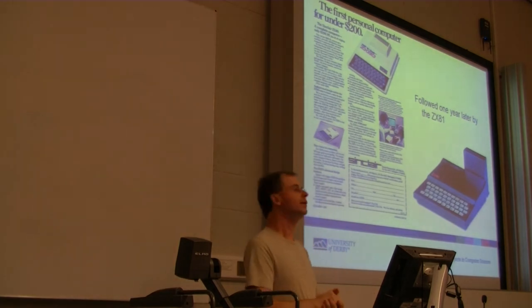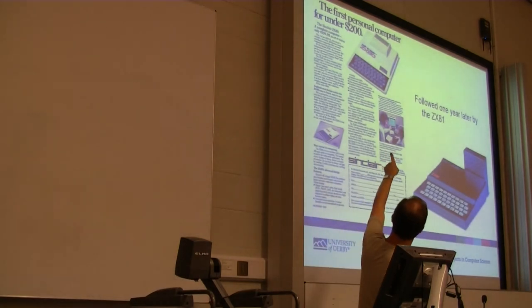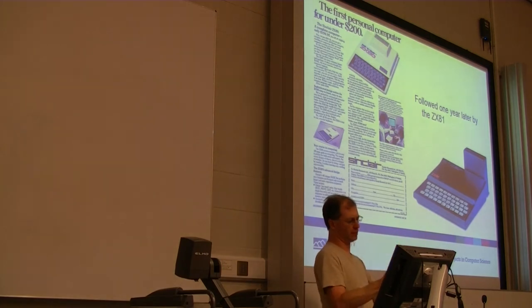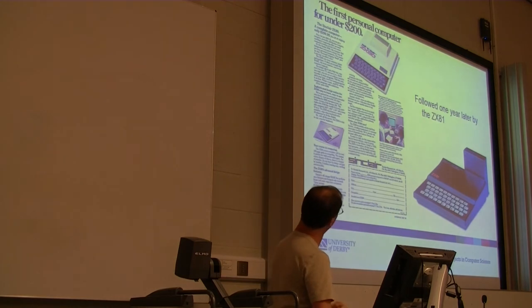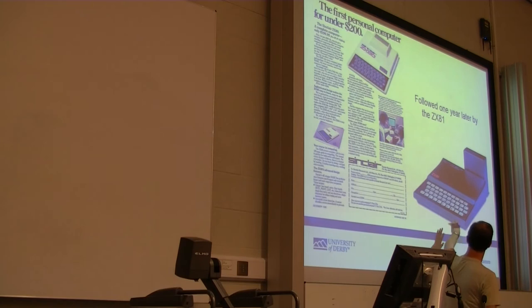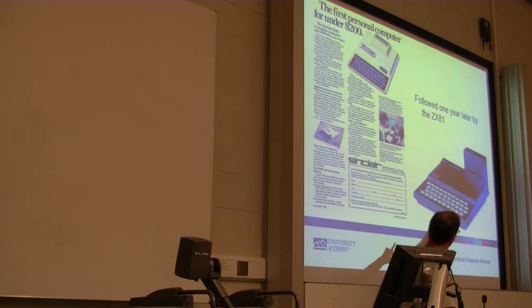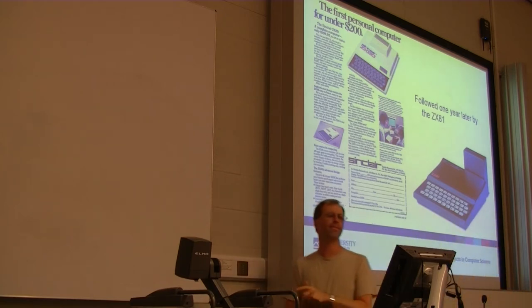One year later, it was followed by a much more powerful machine, the ZX81. So there's the ZX80 up there. You can see it was probably about that size. The ZX81 was a much better looking machine. Slightly better keyboard, not much. It still came with 1K of RAM. You could buy an add-on, that big brick sitting on the back, that gave you 16K of RAM.